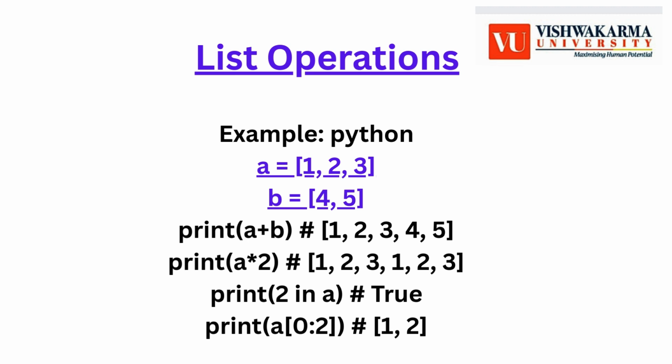And the last is print a. In brackets we have taken the particular index range, that is 0 colon 2. Here a has the list 1 2 3, and the list has indexes: 1 has index 0, 2 has index 1, and 3 has index 2. From that point of view, at index 0 we get 1 and print it, and then 2. So the final answer is 1 comma 2.